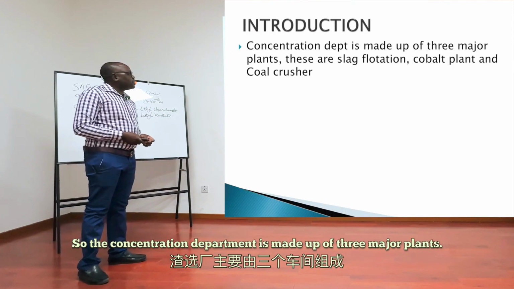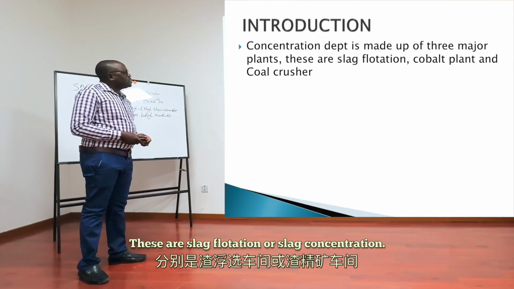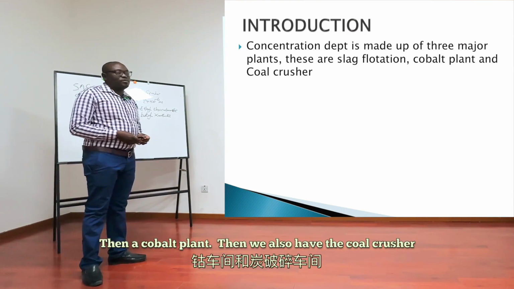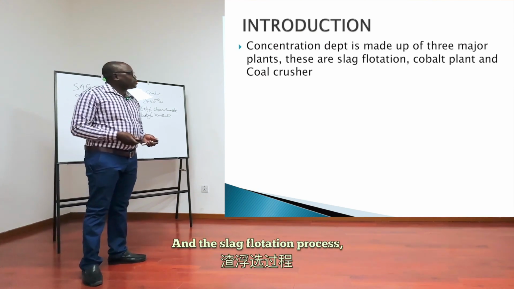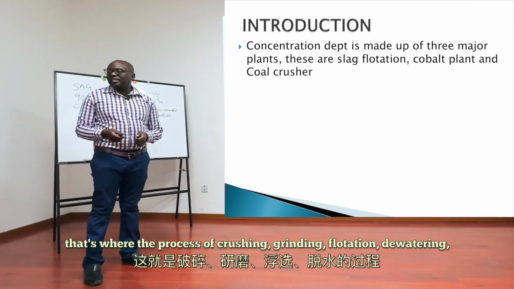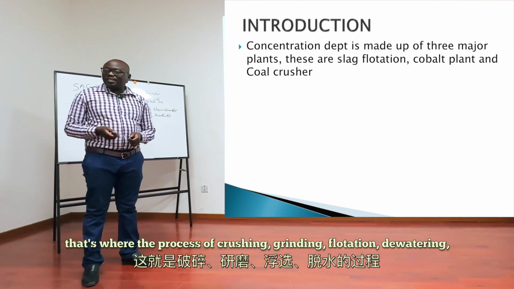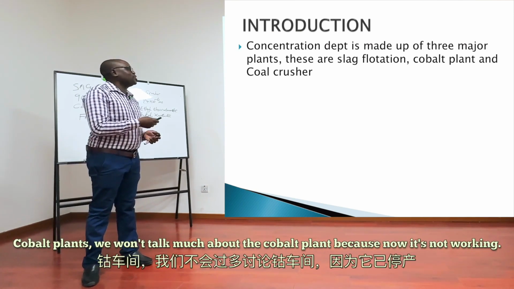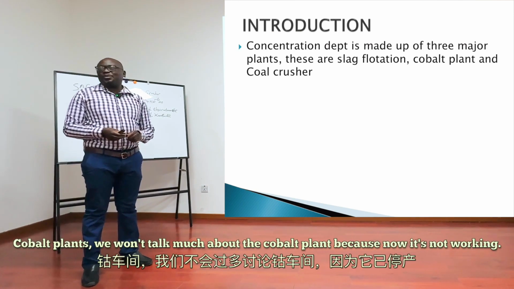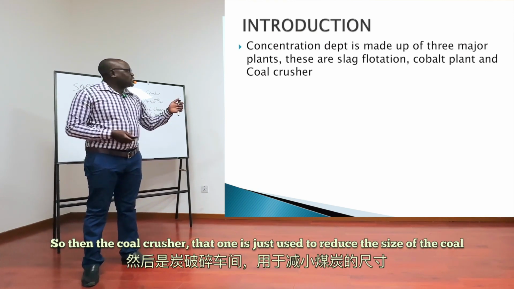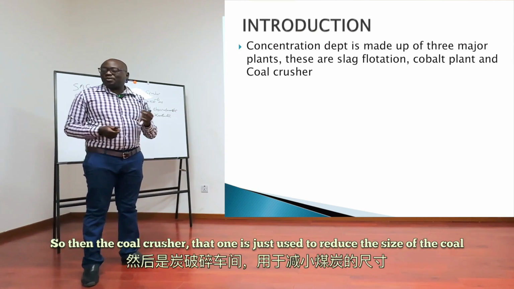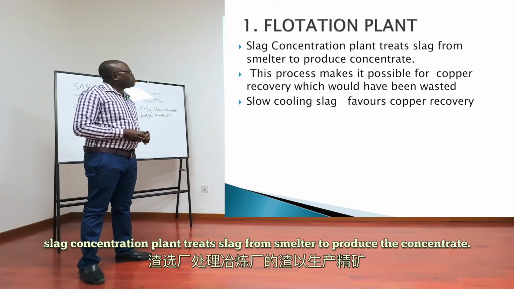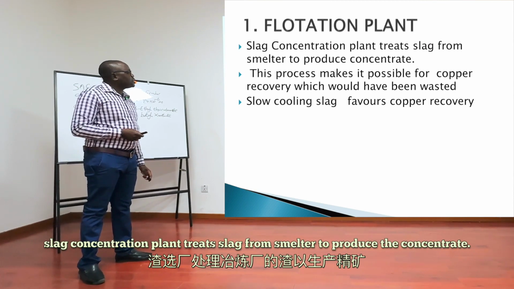So the concentration department is made up of 3 major plants. These are slag flotation, or slag concentration, then a cobalt plant, then we also have the coal crusher. At the slag flotation process, that's where the process of crushing, grinding, flotation, dewatering, and the final concentrate is produced. Cobalt plant, we won't talk much about the cobalt plant because now it's not working. Then the coal crusher is just used to reduce the size of the coal, which is used by the anode furnace.